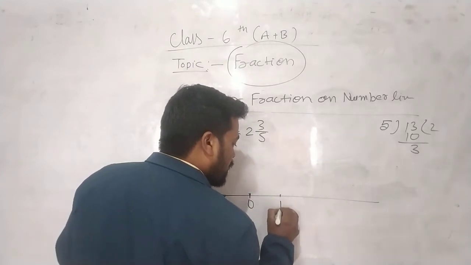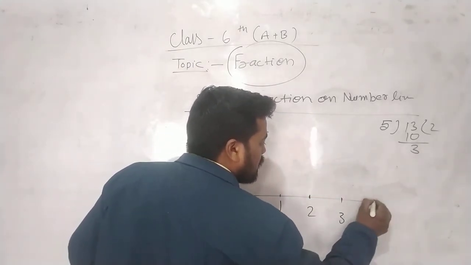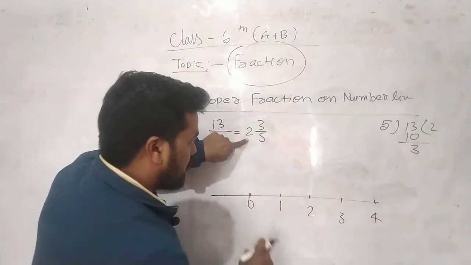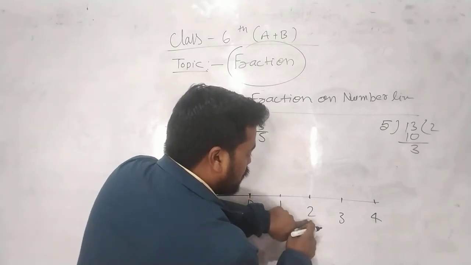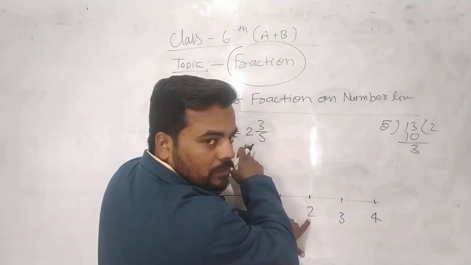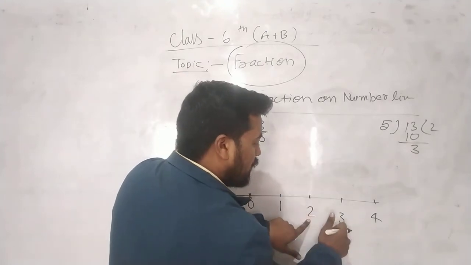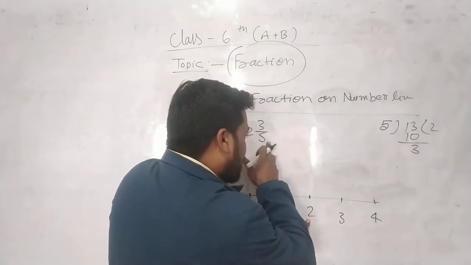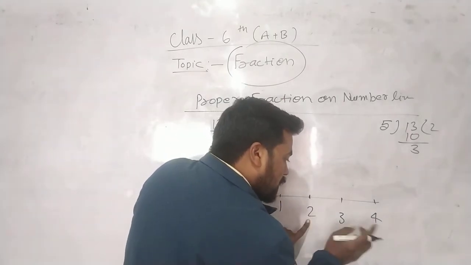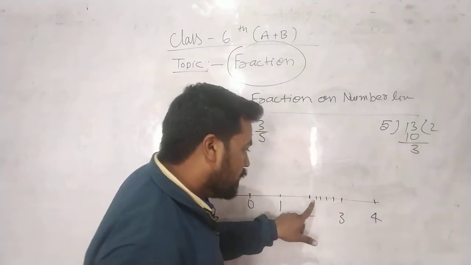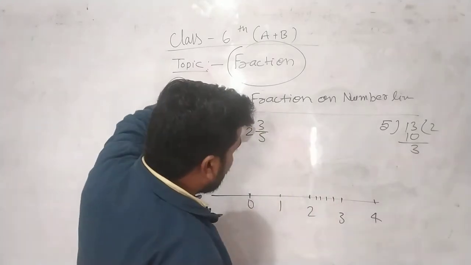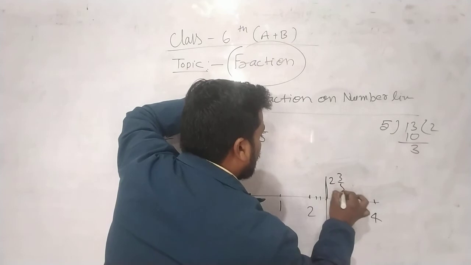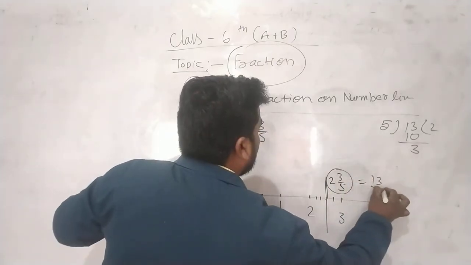Okay, so let's represent. 0, 1, 2, 3, 4. Okay, so whole 2, तो पहले हम 0 से 2 तक जाएंगे. 0 से 1, 1 हो गया, 1 से 2, 2 हो गया. Okay, now this fraction is present between 2 and 3. So how many parts between 2 and 3 will you make? Denominator is equal to 5, so you will divide 2 and 3 into equal 5 parts. 1, 2, 3, 4, 5 parts हो गया. Now numerator is 3, so 1, 2, 3, and this is the representation of whole 2 3/5 or 13/5.